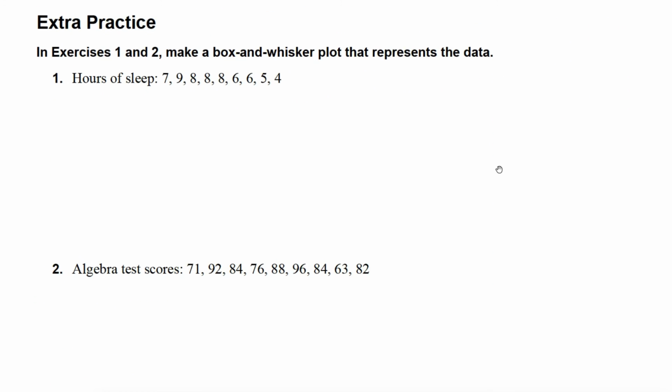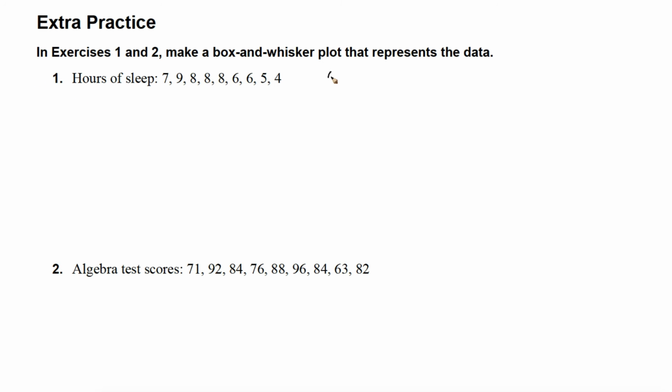The homework part. Number 1. In exercises 1 and 2, make a box and whisker plot that represents the data. We have hours of sleep: 7, 9, 8, 8, 8, 6, 6, 5, and 4. We want to put these in order from smallest to biggest first.